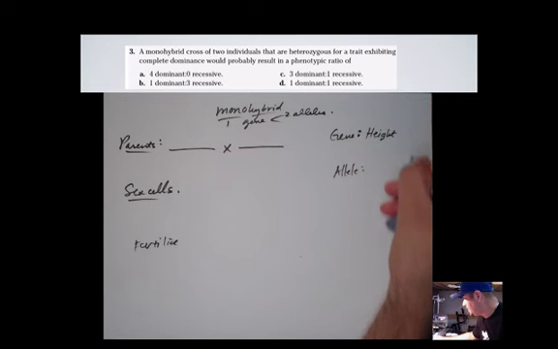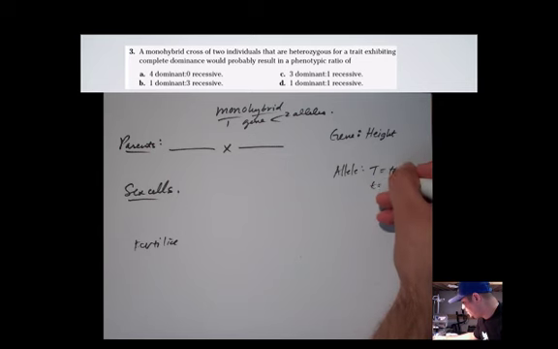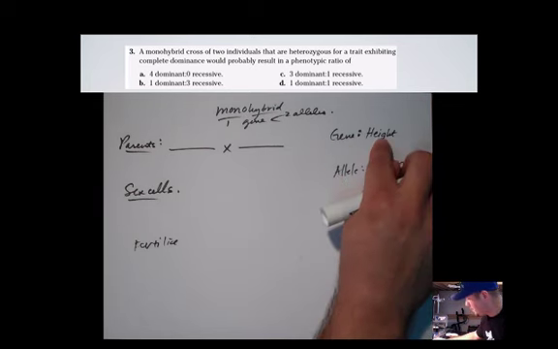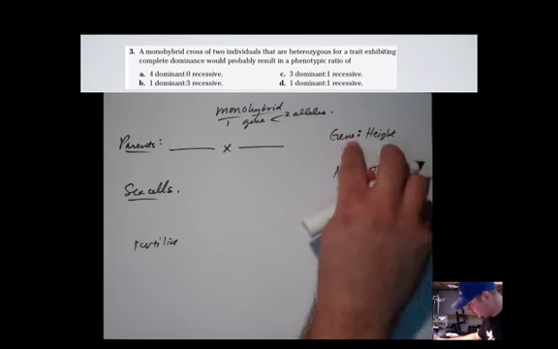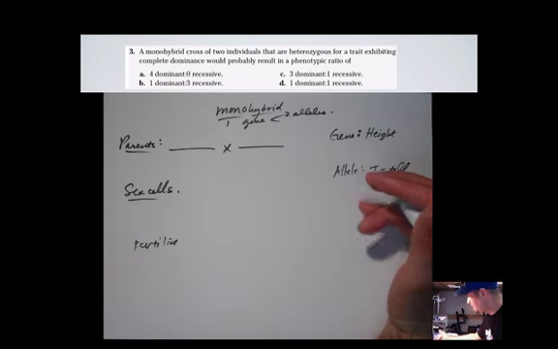So I'm going to use height. And you know the alleles, big T, little t. The two versions of height are tall and short. Remember what alleles are. Alleles are the different versions of the gene. So this is very general, or this is the category. And the alleles tell us specifically what type of height.